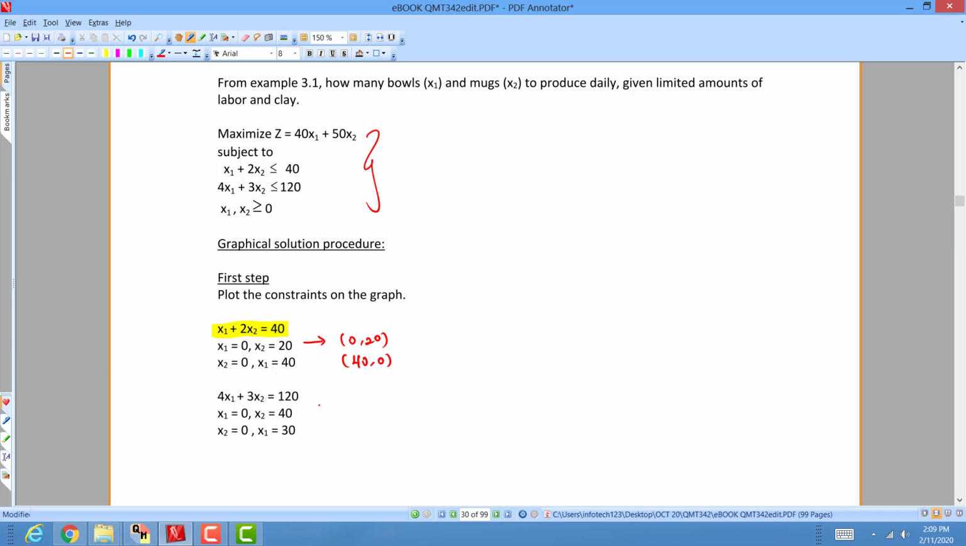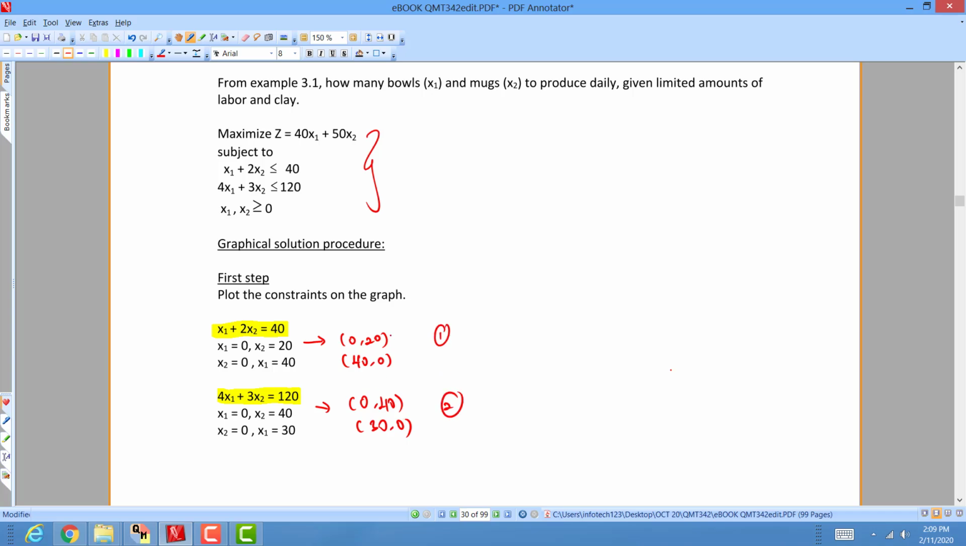Here also I have one line. Second inequality, it will become an equation. So just substitute 0 here, it will become (0, 40). Simple equation. So here I get (0, 40) and also (30, 0). So this will become one line, and here two lines, 1 and 2.